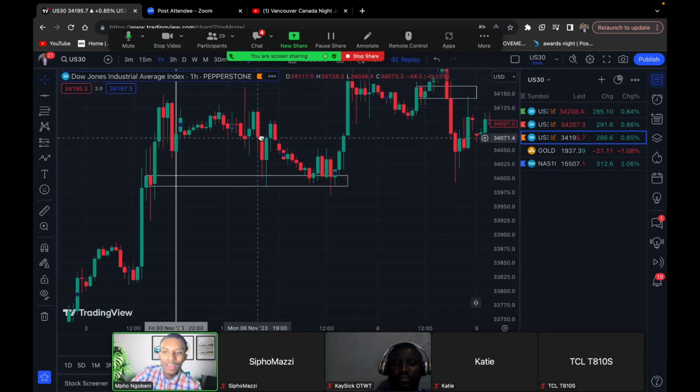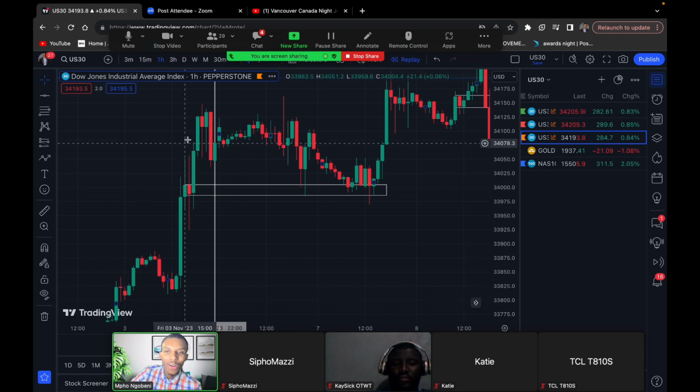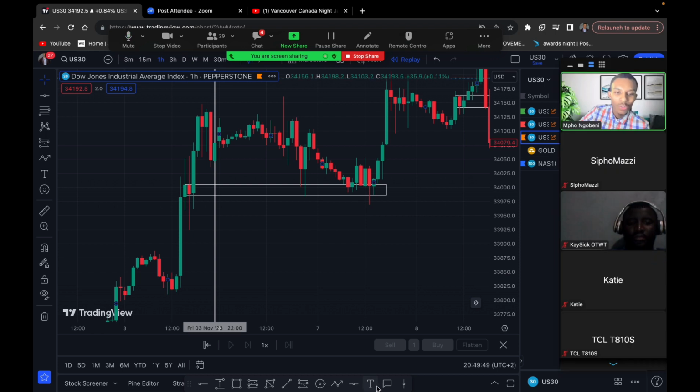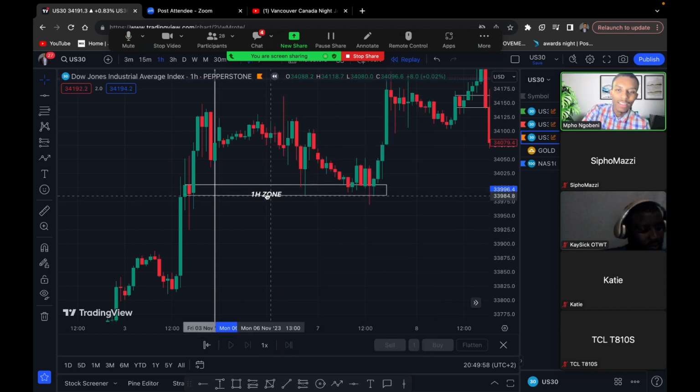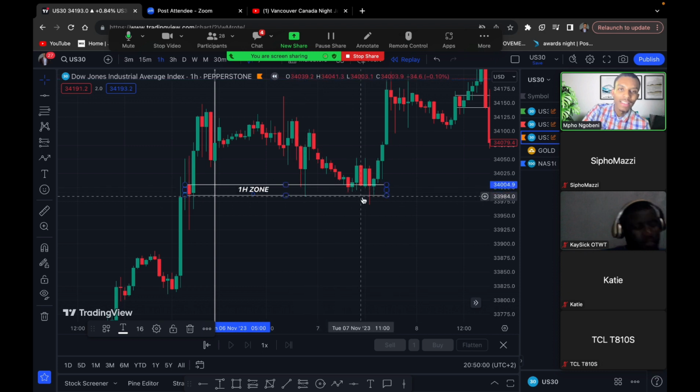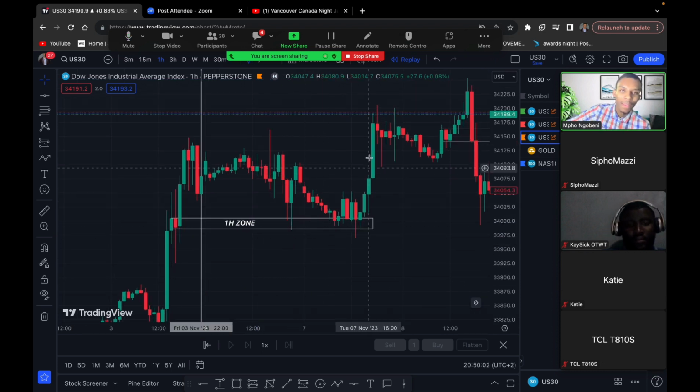We want a place where we have a lot of green candlesticks, then out of nowhere you see a red candlestick, then it continues buying. So that area, it's called what? It's called a 1 hour zone. And this is how I would write it, and then send the signal that we're gonna buy at that area. As you can see, we bought.